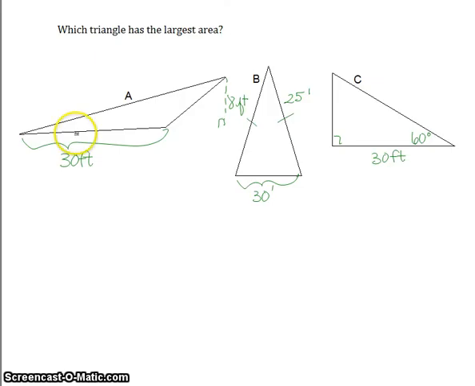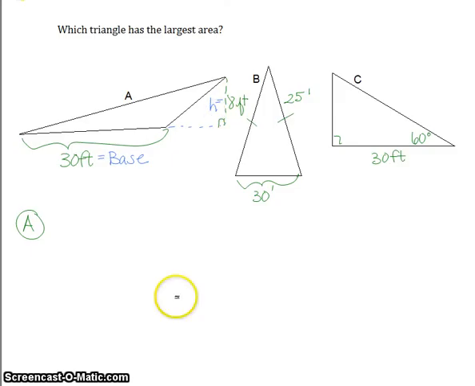So first I'm going to work with triangle A. And notice I gave you the height all the way out here. That's because when we have these obtuse triangles, we can draw the height so that it's perpendicular to our ground line, which is the 30. That doesn't change that this is the base and that this is the height.